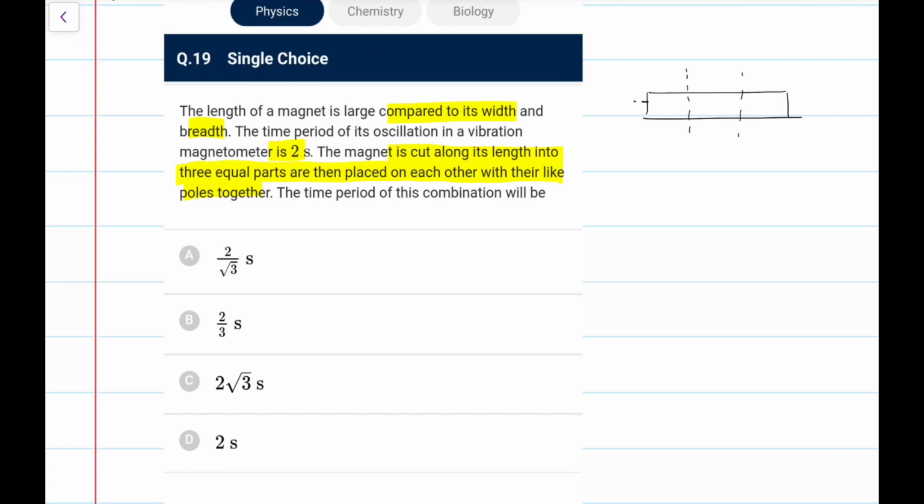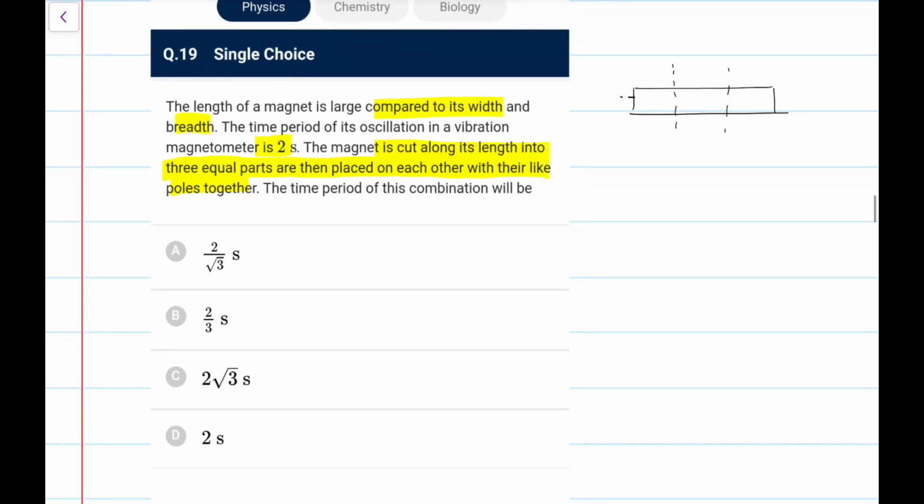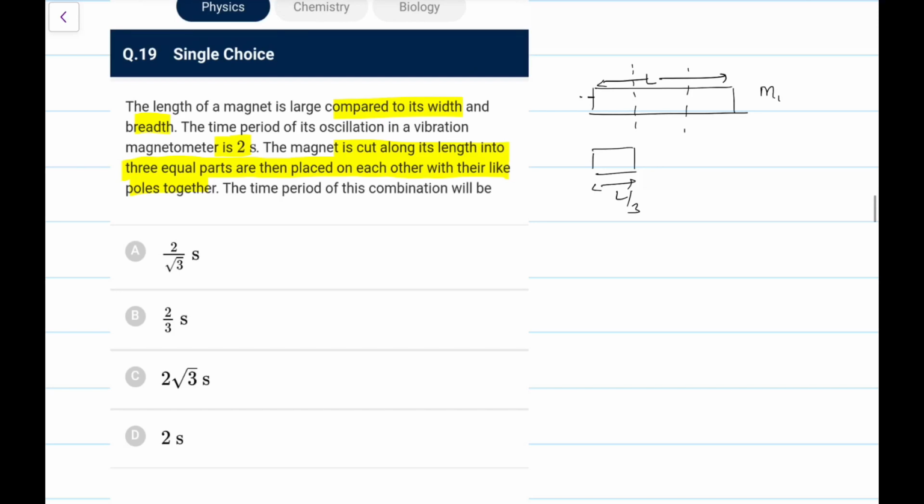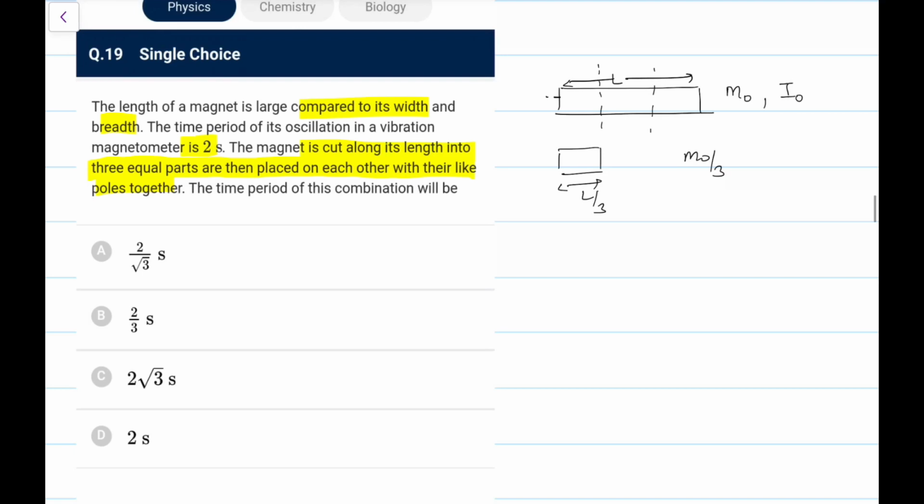So now each part has 1/3 the length. Just remember this fact. If I compare this single piece now, that was having length L, this is having length L by 3. So if it has a magnetic moment m0, it will have m0 by 3. If it was having moment of inertia I0, it will have a moment of inertia I0 by 3 cube. Now why 3 cube? Because moment of inertia is always proportional to mass times length square. And if you cut it into three parts, mass will become 1/3, length has become 1/3, so it will basically become 1 by 3 cube.